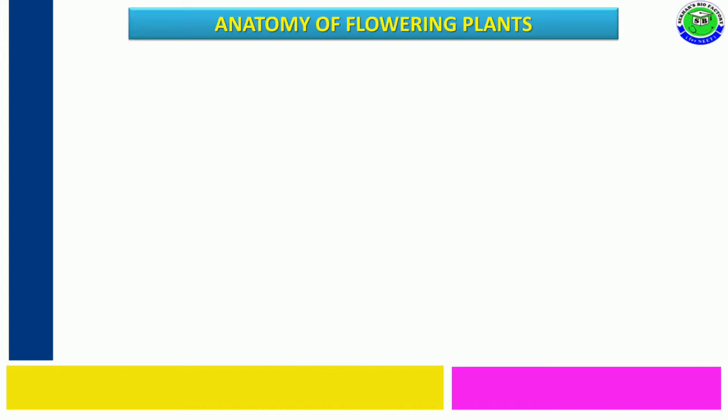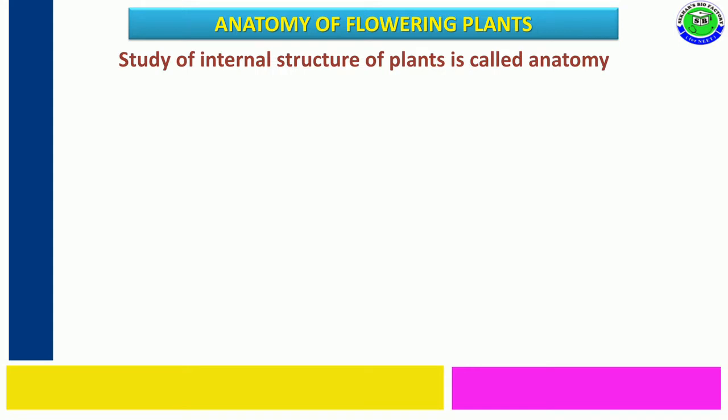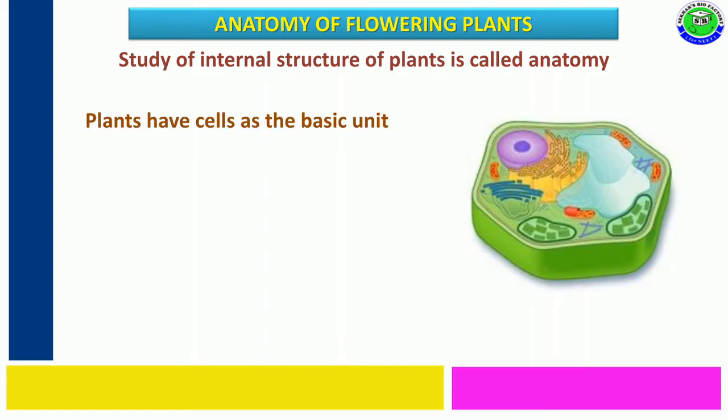In this video, I am going to start one of the chapters: Anatomy of Flowering Plants, an introduction along with Meristematic Tissue. Anatomy is a branch of biology. It deals with the study of internal structure of plants. And in the plant body, a cell is considered the structural and functional unit.